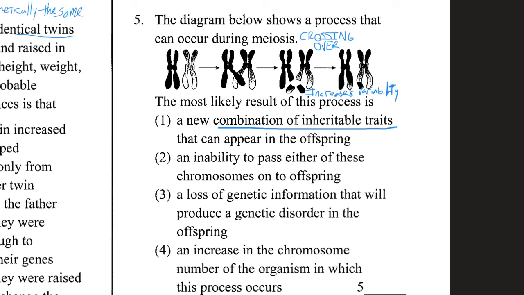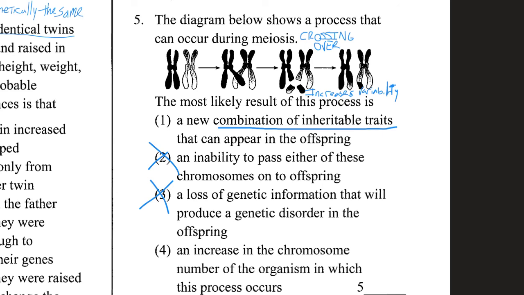So that seems like a good option, but before we commit to it, let's read everything. Option 2, an inability to pass either of these chromosomes on to offspring. After crossing over, the chromosomes are still 100% viable and will still produce viable or healthy offspring if fertilization occurs with those chromosomes. So option 2, we know is incorrect. Option 3, a loss of genetic information that will produce a genetic disorder in the offspring. We're not losing genetic information, we're just mixing it up. So option 3 is incorrect.